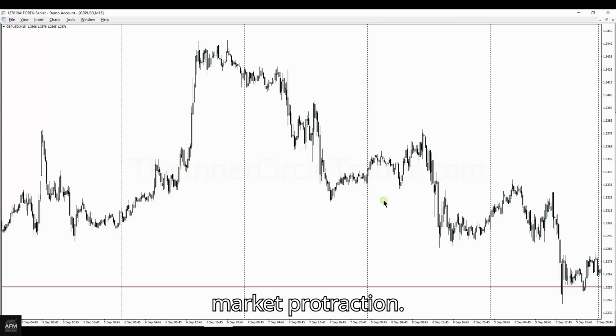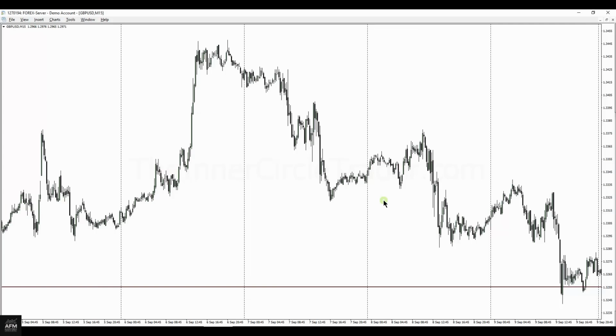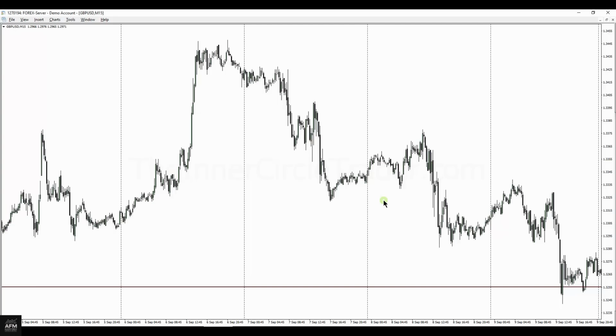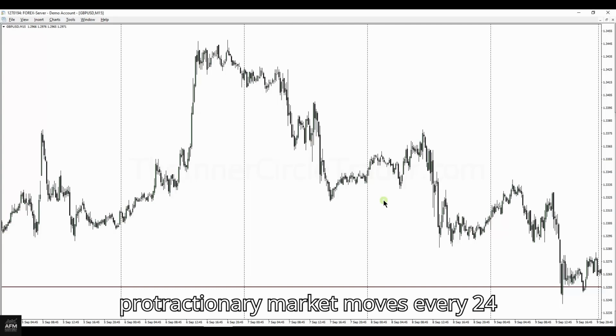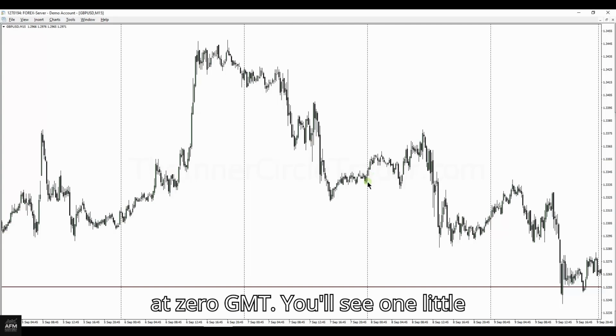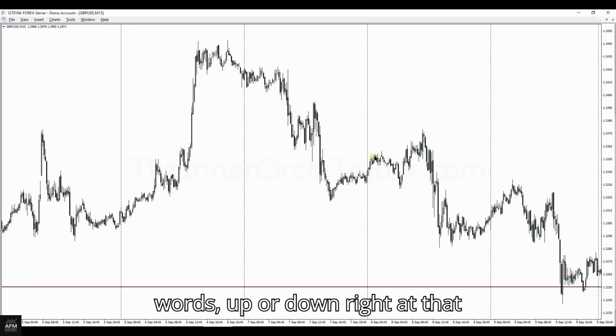market protraction. Market protraction is time-sensitive. It's an impulse price swing that is highly sensitive to a time of day. There are 3 primary protractionary market moves every 24 hours. The first one is right at 0 GMT. You'll see one little movement away or lower, in other words, up or down, right at that delineation in time.